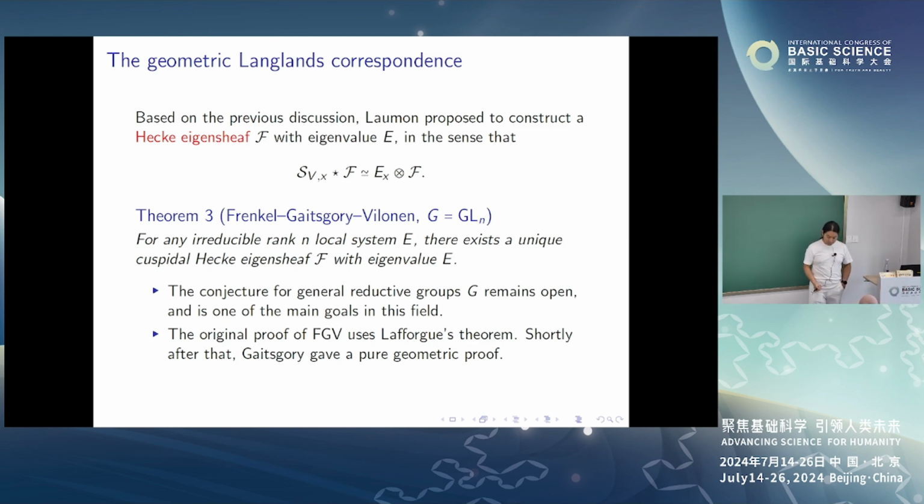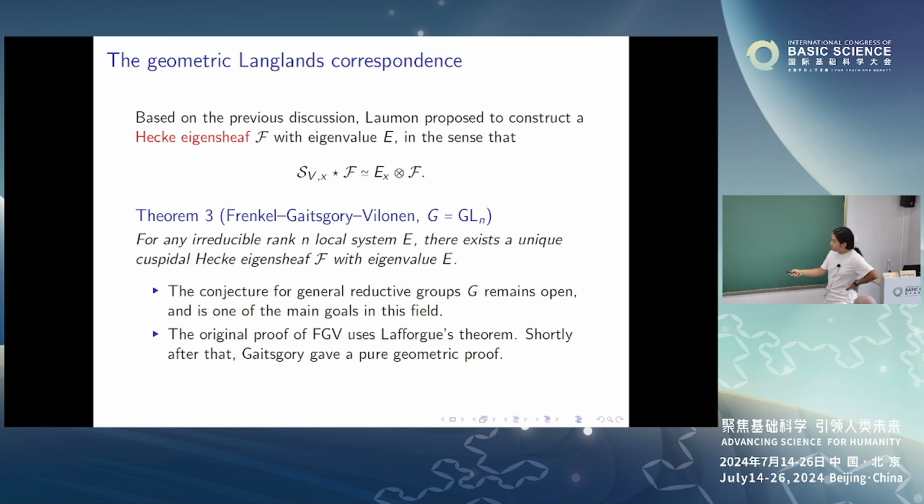So therefore, our problem now becomes the following. Given a local system E, we want to find a Higgs eigensheaf F whose eigenvalue is E. And once we have done that, we can take the trace of Frobenius and get actually a Higgs eigenfunction, and therefore obtain the Galois to automorphic construction in classical Langlands.